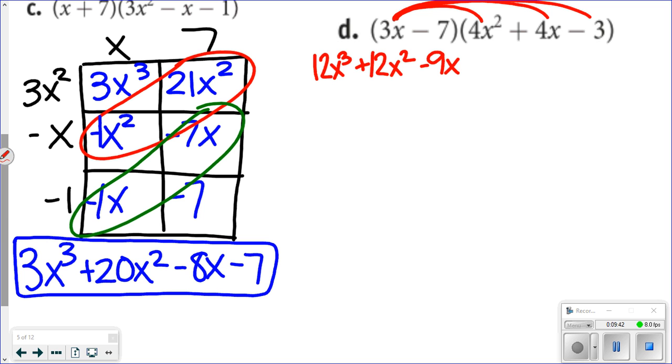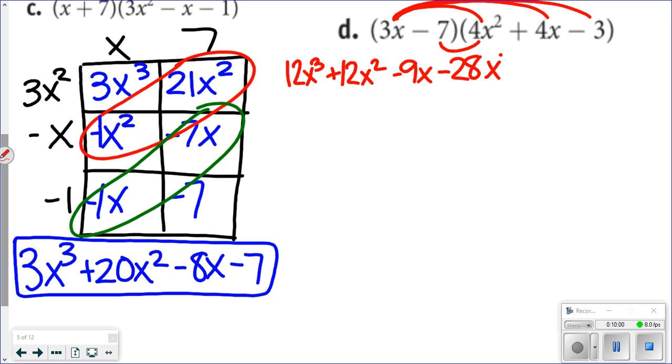And then we need to do the exact same thing with negative 7. We need to take that and distribute that to each term in the second set of parentheses. So negative 7 times 4x squared, negative 7 times 4x. Negative 7 times negative 3. And now we need to combine our like terms.